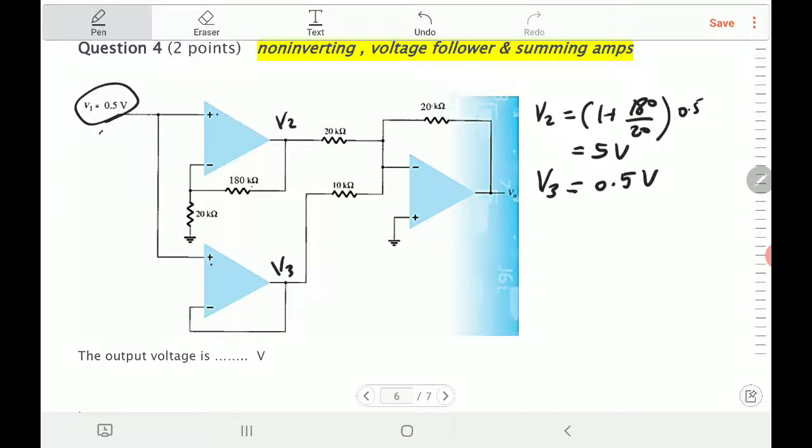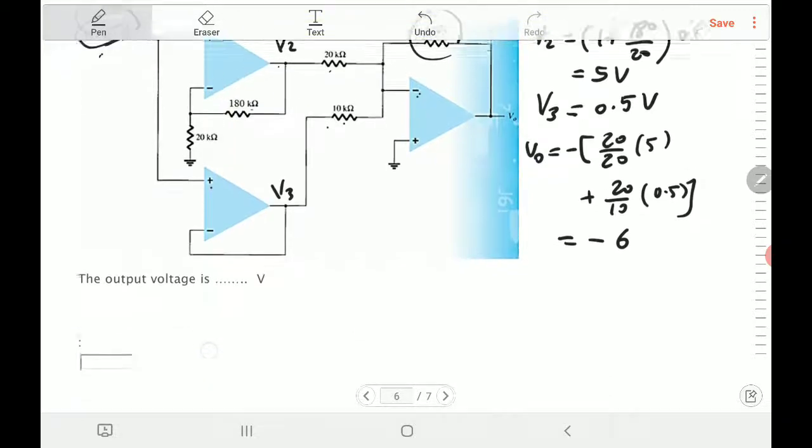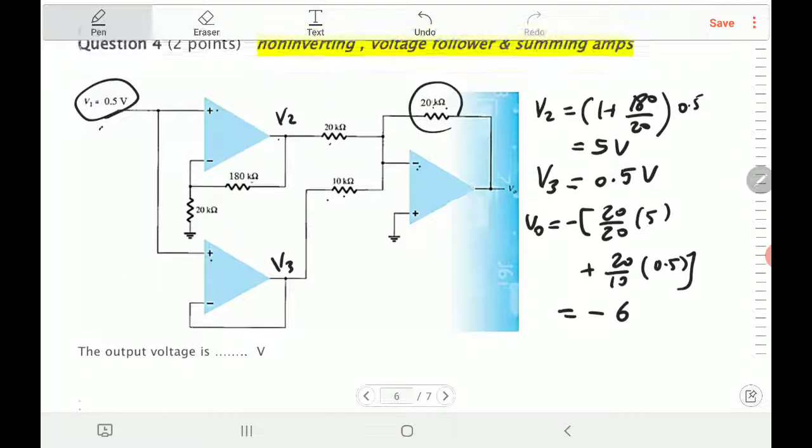So now we have V2 and V3. Do the same thing with the summing amplifier. That's the feedback resistance divided by this one, multiplied by V2, plus 20 divided by 10, multiplied by V3. So the output voltage will be equal to, and don't forget the minus, all right, because all the inputs connect to the negative here, 20 divided by 20, times the input V2, which we got as 5 volt, plus 20 divided by 10, times the input V3, which is 0.5 volt. Simplify and you find it is equal to minus 6. So the answer here is minus 6. And it's done. Let's go to the last problem.